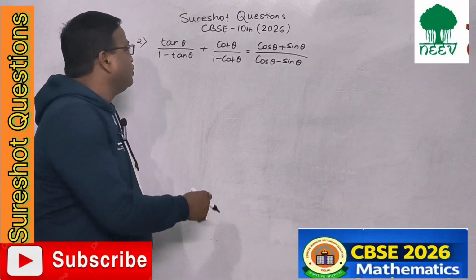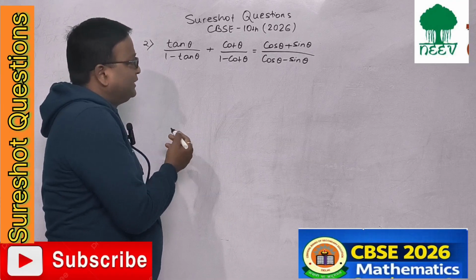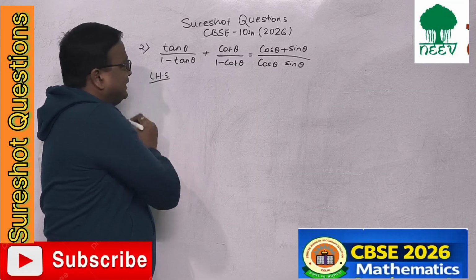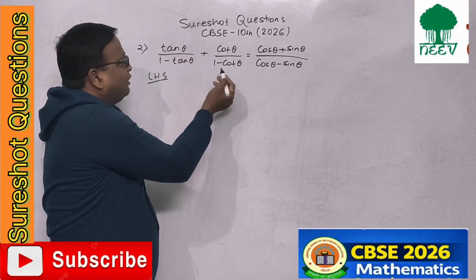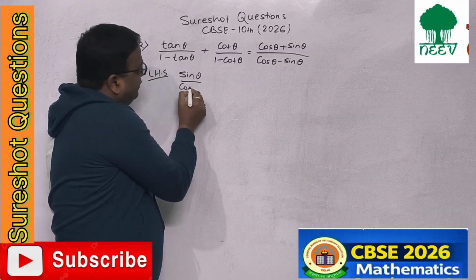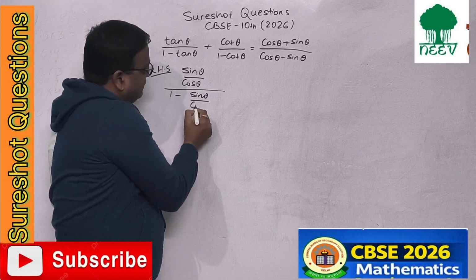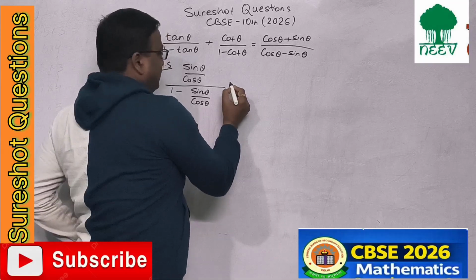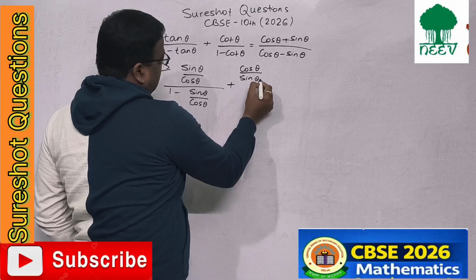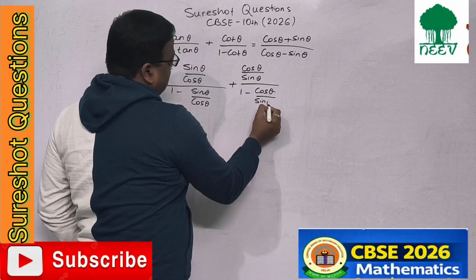So here is our question number 2. We need to prove the identity. So as we proceed always, we'll proceed from LHS because more information is in this side, and we'll convert tan and cot in sin and cos. So sin theta by cos theta upon 1 minus sin theta by cos theta plus cos theta by sin theta upon 1 minus cos theta by sin theta.